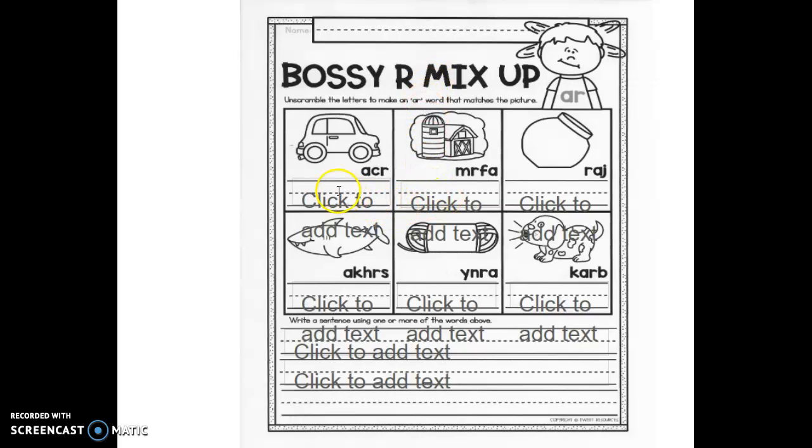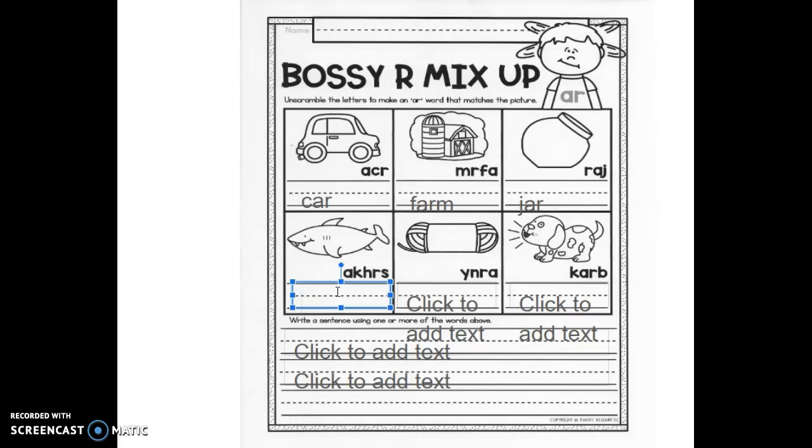What we're going to do is look at the picture and then figure out what the word should be. Well, this is a picture of a car, so I need to change it to C-A-R. Next to that, I have a picture of a farm. I hear the F and the R sound and the M on the end, F-A-R-M. This is a picture of a jar, so I hear the J and then the R sound, J-A-R.